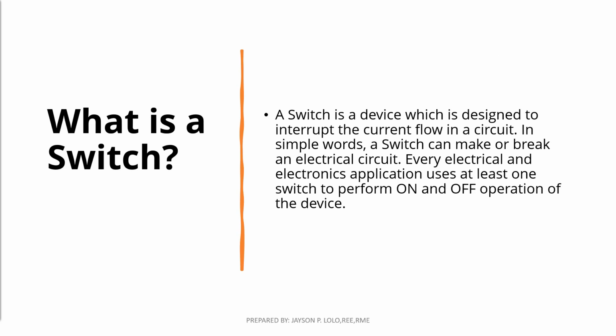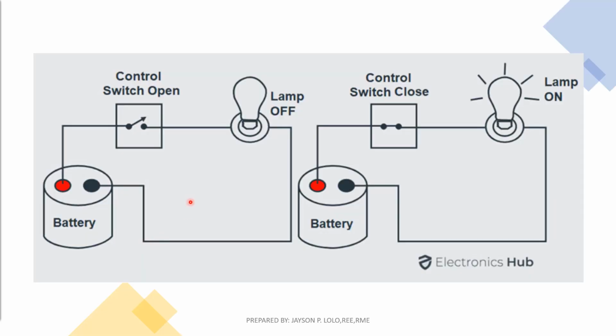What is a switch? A switch is a device which is designed to interrupt the current flow in a circuit. We are already familiar with this from our theory discussed in week 1. So we have this simple circuit. If the switch is open, the lamp is off, and your source is a battery. If your switch is closed, the lamp is on.